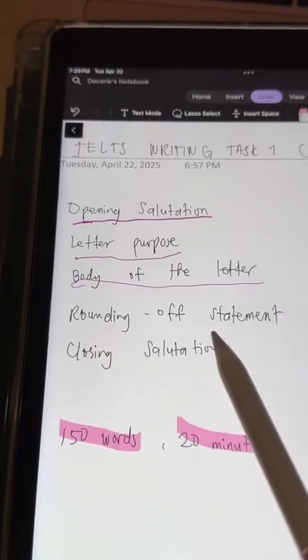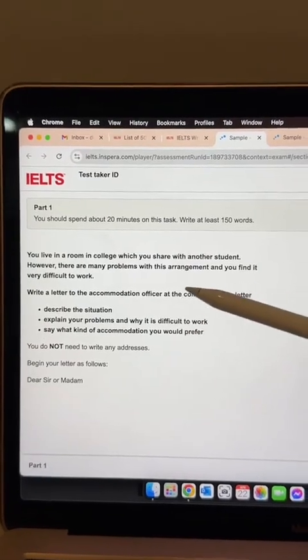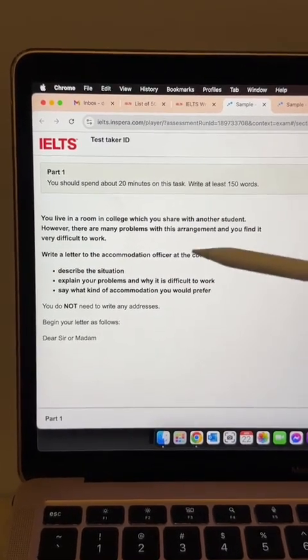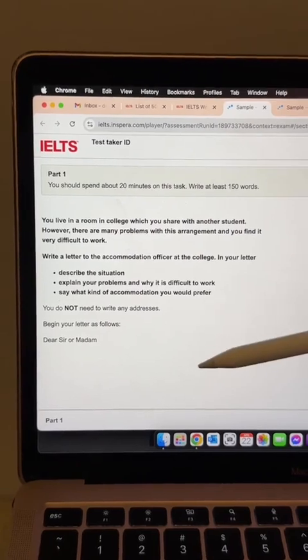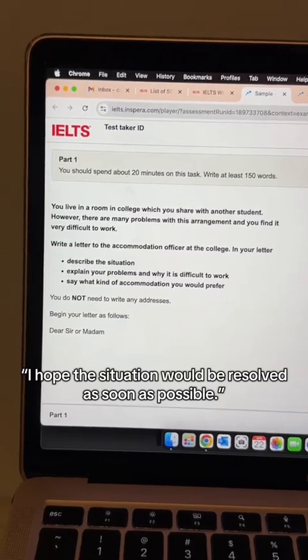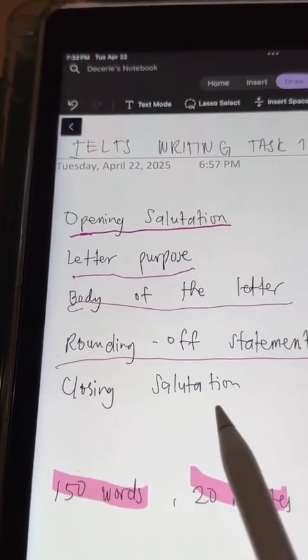Now, the rounding off statement is just like a conclusion ba? So, diba, we have a purpose of this letter here. Now, what is the resolution that you would like to happen? So, in your rounding off statement, you could say something like, I hope the situation would be resolved as soon as possible. The last part naman is the closing salutation.